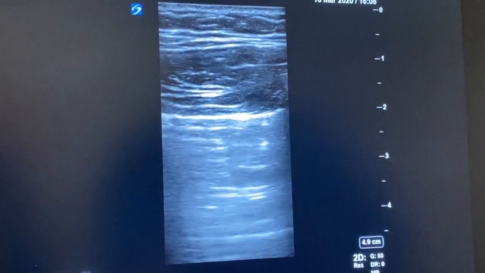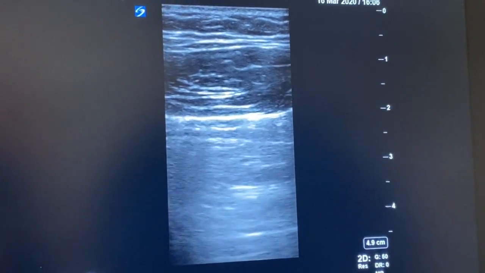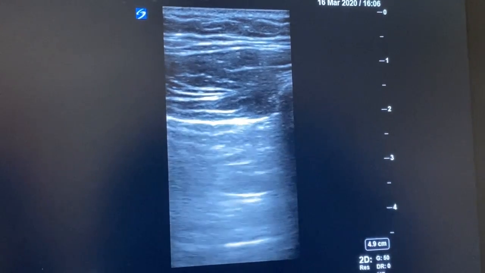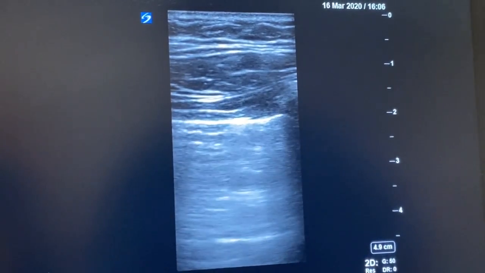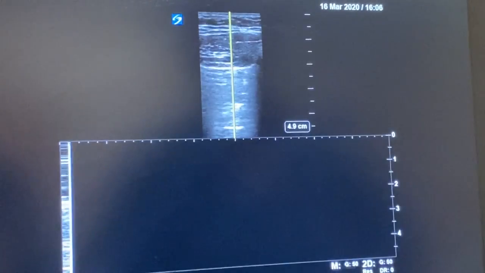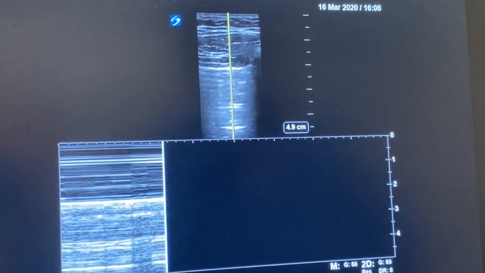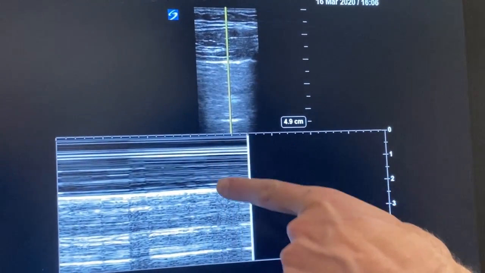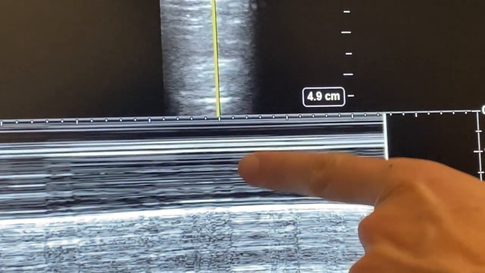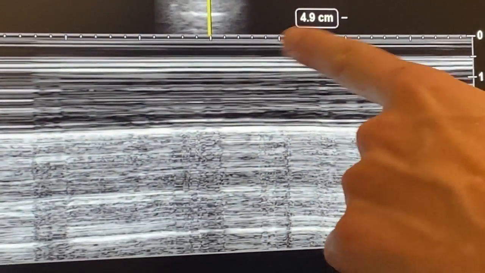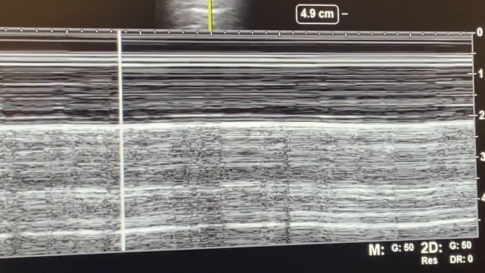And as he breathes, you can see a slight movement of the pleural line. It's called the ants marching on the hill, and there's slight comet tails here. If you put the M-mode cursor right through this, we'll get the sandy beach sign or the seashore sign, which is the waves crashing on the beach here. This is indicating negative pneumothorax.